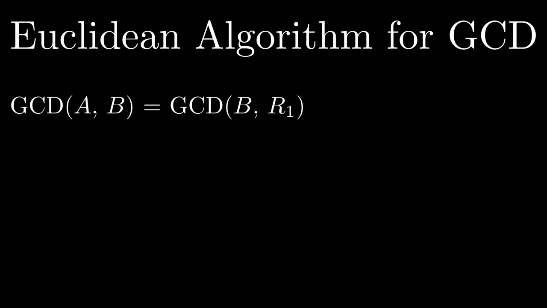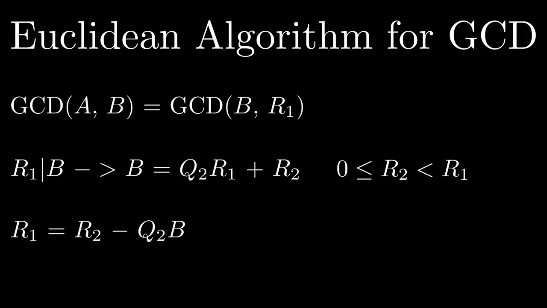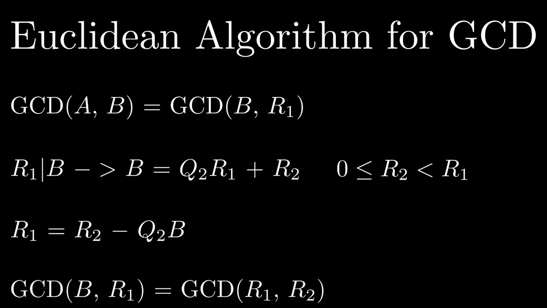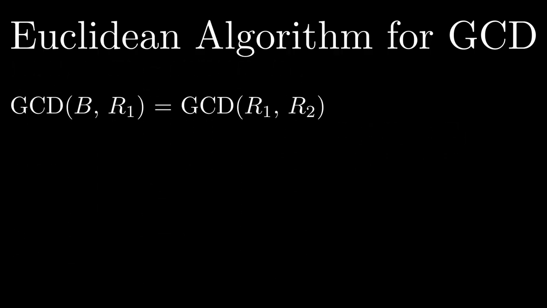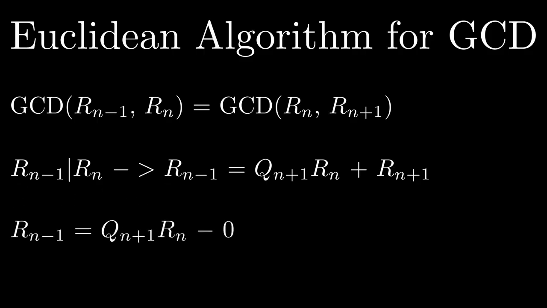This is the algorithm, and the next step is to solve for b. So we get b equals some integer q2 times r1 plus some remainder r2, where r2 is greater than or equal to 0 and less than r1. We then continue our algorithm until we have no remainder. The Rn of the last step is the GCD of a and b.